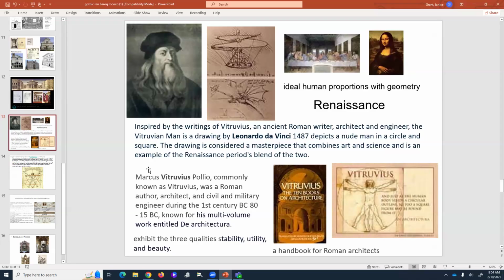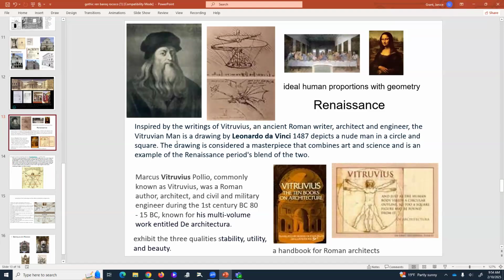So Vitruvius created a book during the first century, like BC 80 to 15. I think I have this, something was missing here. Yeah, 80 to 15, that's right, because it goes up in time. And so Leonardo da Vinci was inspired by this book that Vitruvius created. Vitruvius was an architect and engineer here.